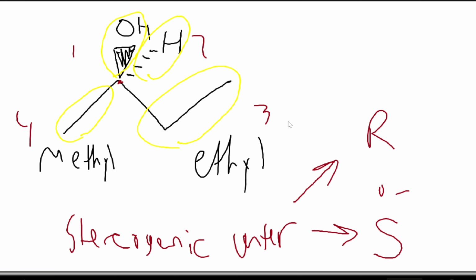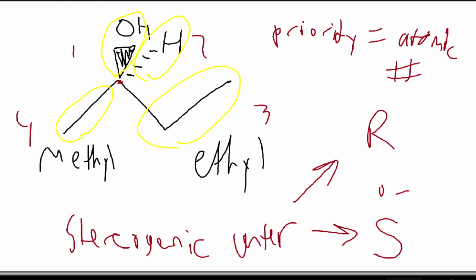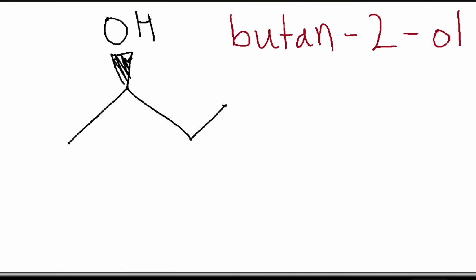How do we figure that out? Well, we have to assign priorities to each of these substituents, and priority is based on the atomic number of the atom that the stereogenic center is bonded to in each of those groups. Let's go back to this original slide and assign priorities. First, let's redraw that invisible hydrogen. And of the things that the stereogenic center is bonded to, oxygen has the highest atomic number, and hydrogen has the lowest, so we can give those 1 and 4.